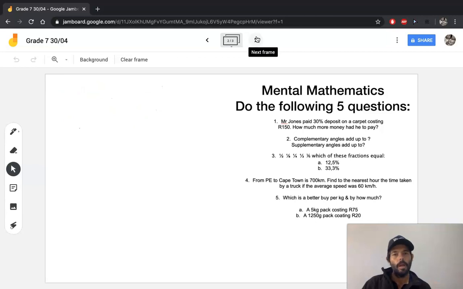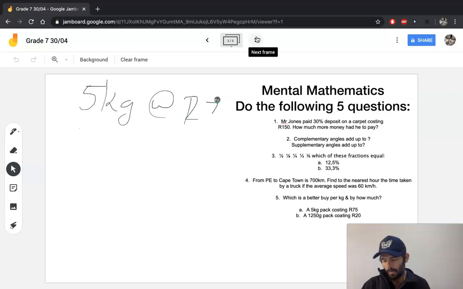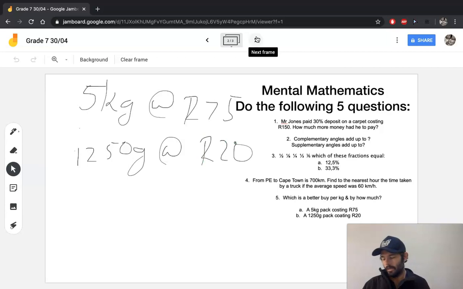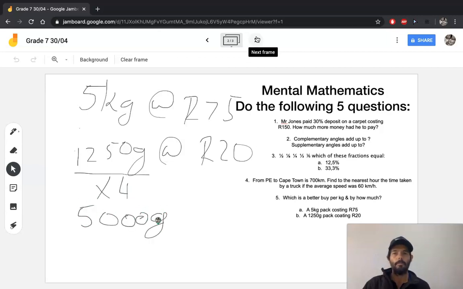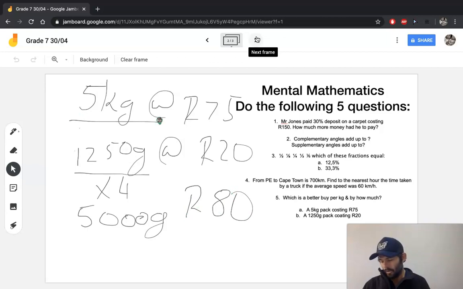And then question 5, which is a better buy per kilogram? 5 kilograms at 75 Rand, or 1,250 grams at 20 Rand. You could have recognized that 1,250 grams multiplied by 4 is going to give you your 5 kilograms, which is 5,000 grams. That means I must multiply 20 Rand by 4, and that gives me 80 Rand. Now you can compare because you've got equal amounts. So you can see the 5 kilograms costing 75 Rand is the cheapest.